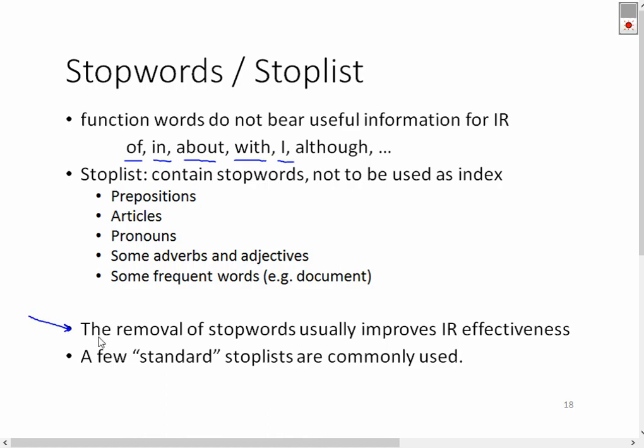Removing these stop words will typically improve our information retrieval effectiveness, and the reason why is because it's going to make our index a little bit shorter, and when I have shorter indexes, they're a little bit easier to process. There are a few very standard stop lists that are commonly used out there. We'll have some examples of that as we go through the course.